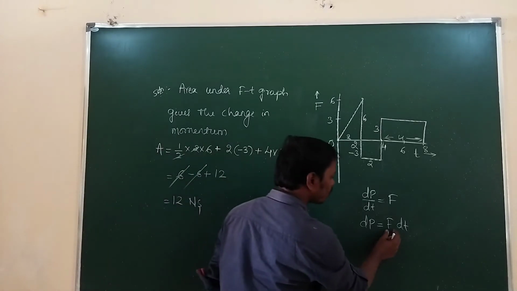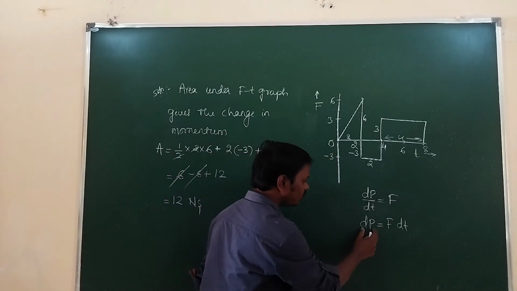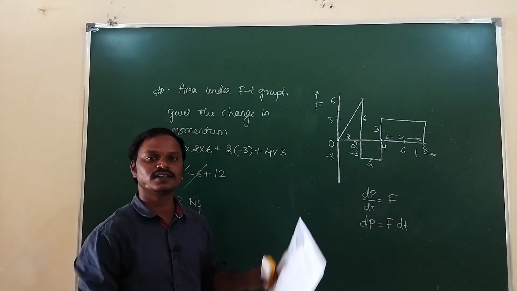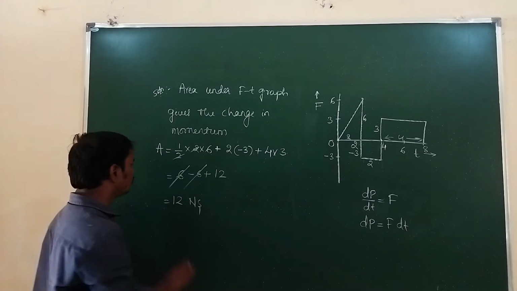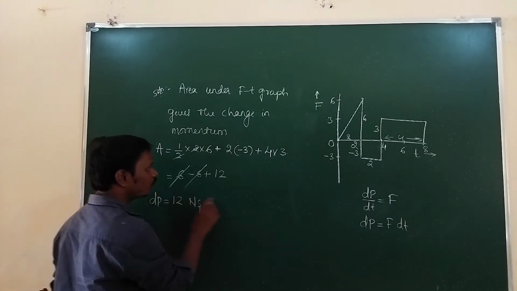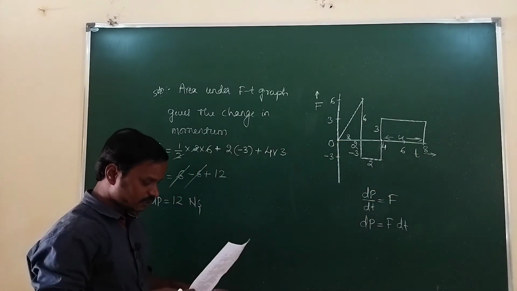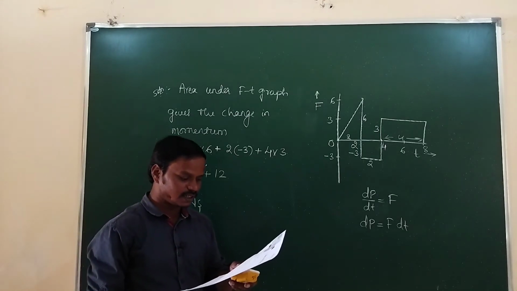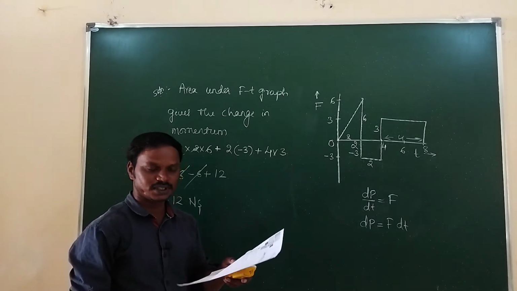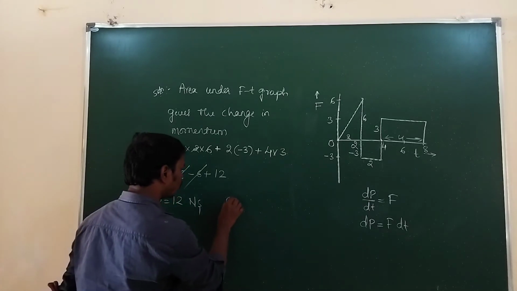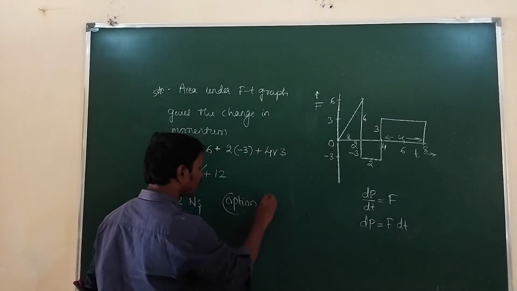Listen here. Force is measured in Newton and time is measured in second. That is why the change in momentum is measured in Newton second, otherwise kg meter per second. But here options given in Newton second. Now what is the answer for the change in momentum over the time interval 0 to 8 second? That is 12 Newton second. Options: first option 24 Newton second, second option 20 Newton second, third option 12 Newton second, and last option 6 Newton second. And option 3 is correct, or option C is correct.